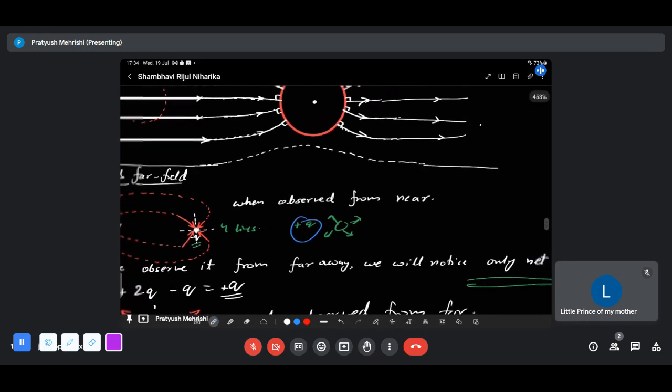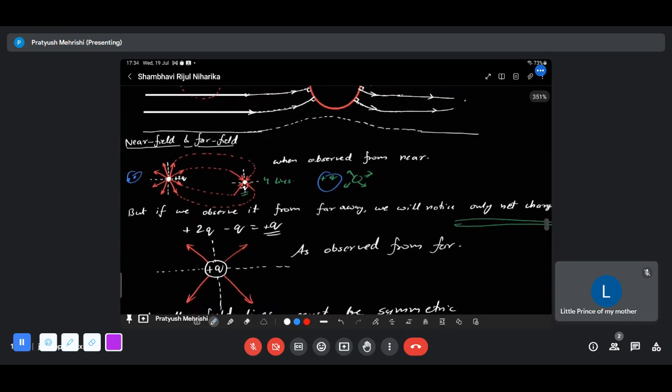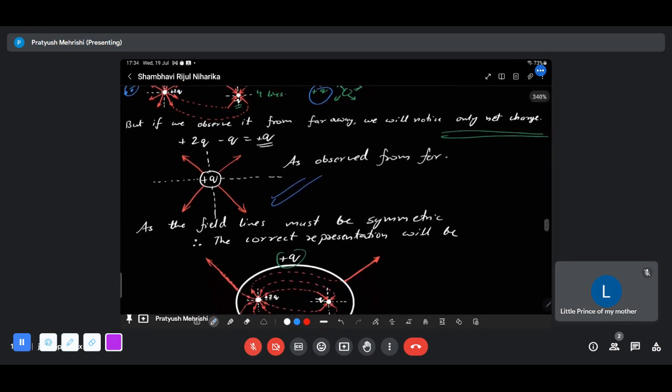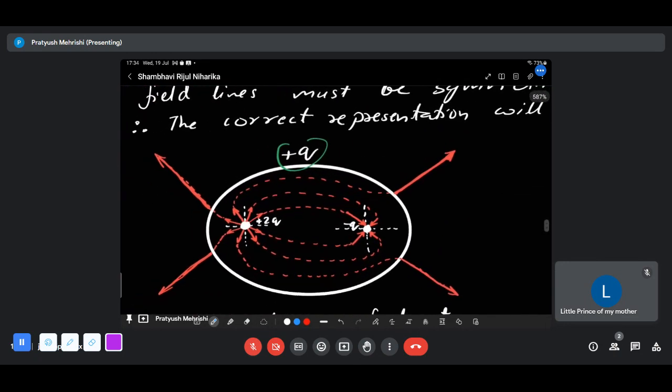From a great distance, the total charge will be plus q, and it will emit 4 electric lines of force in symmetric directions. Okay, from far away, this should be the diagram as observed from far. Now, as the field lines must be symmetric, therefore the correct representation will be this.